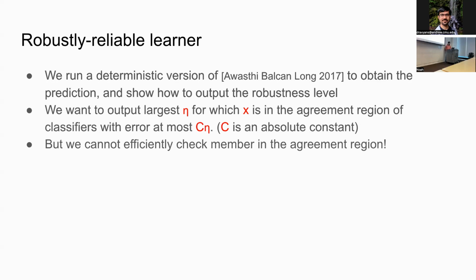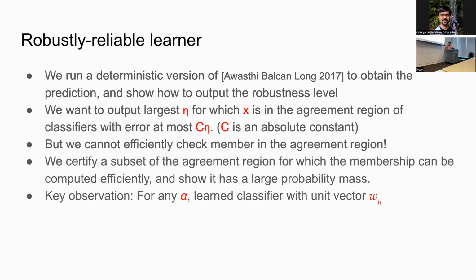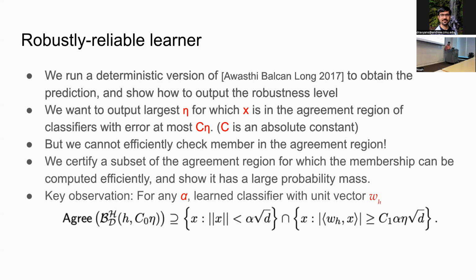The implementation challenge is that we cannot efficiently check membership in the agreement region. So what we do instead is we certify a subset of the agreement region where membership can be computed efficiently and show that that subset has a large probability mass. The key observation here is that for any alpha-learned classifier, suppose we learn the unit vector W_H. Then the agreement region contains this simple region, which is an intersection of a ball around the origin and a margin around the learned classifier H. We show that this is guaranteed to be contained in the agreement region. This is easy to compute and pretty much recovers most of the probability mass. So in that sense, we are able to get the same asymptotic guarantees of 1 minus O of root d eta here, but we're also able to compute this efficiently.